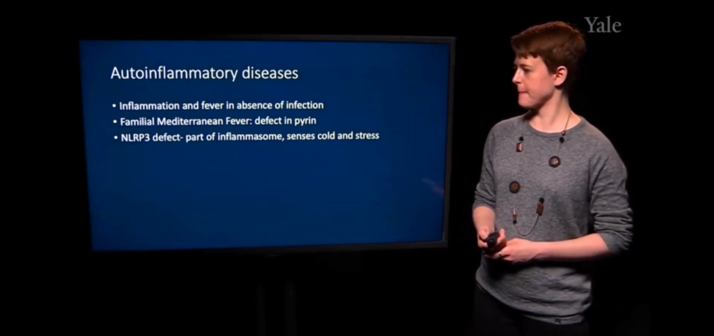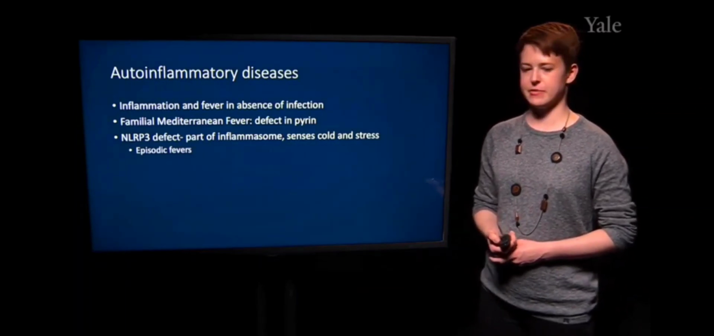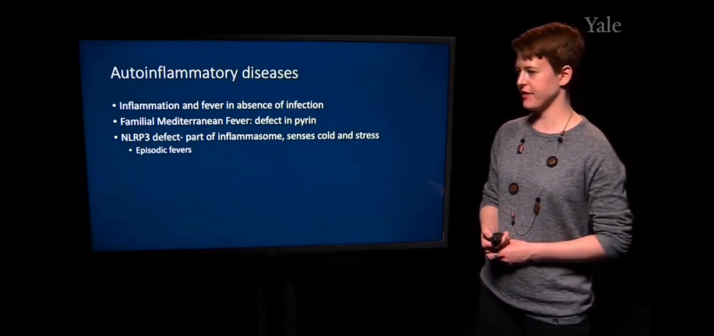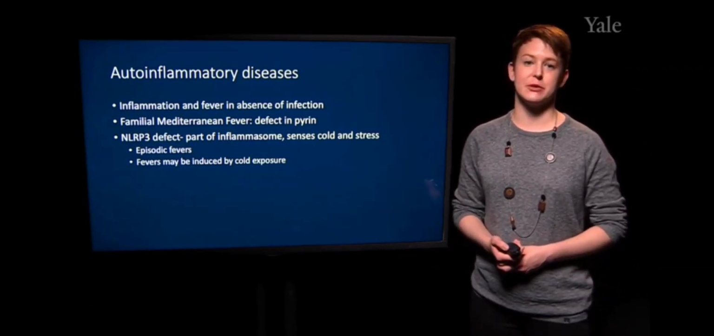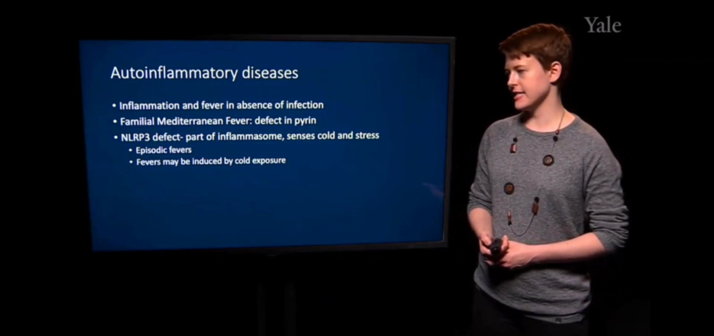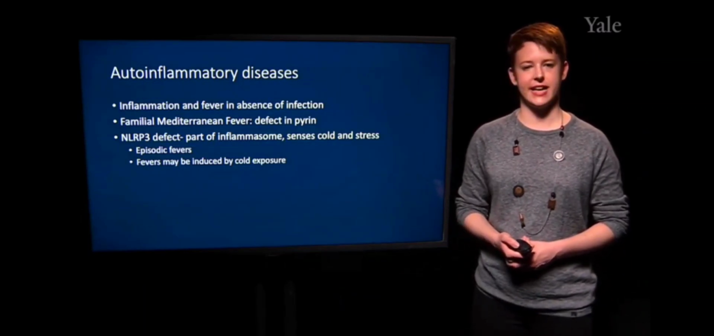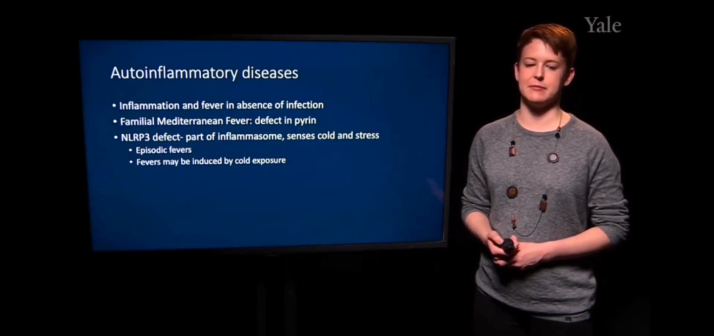So pyrin is found to activate the fever response. With the NLRP3 defect, we see episodic fevers, and these fevers may actually be induced by exposure to cold. And this makes sense with the function of NLRP3, since it can activate the inflammasome in response to cold and stress.